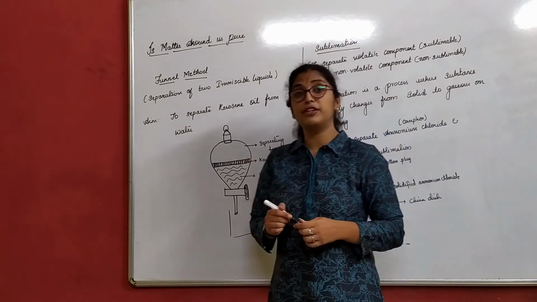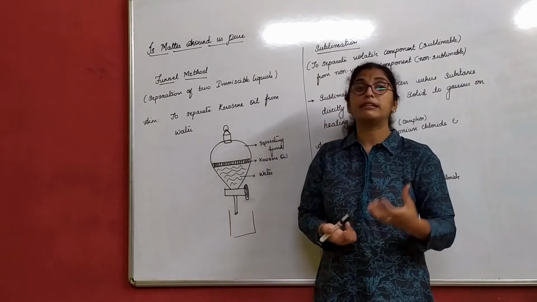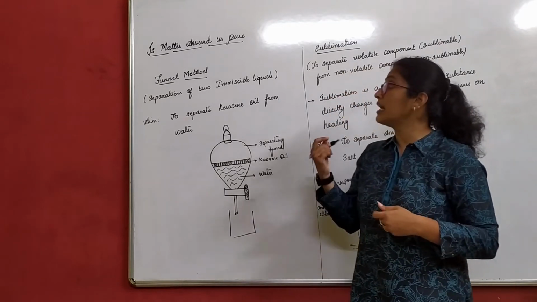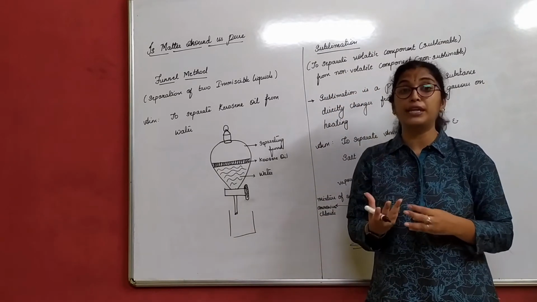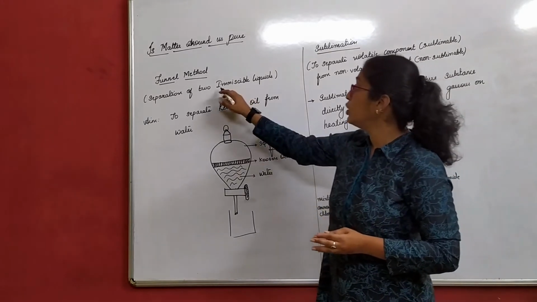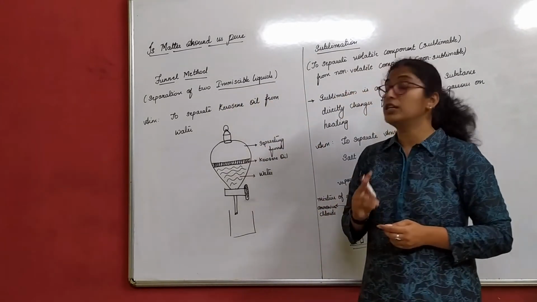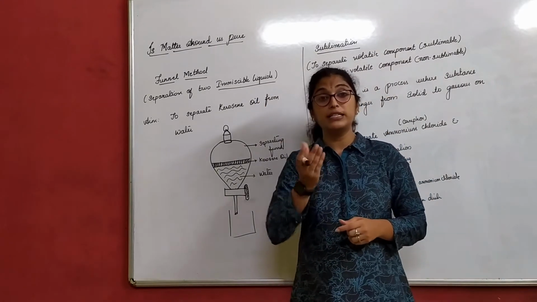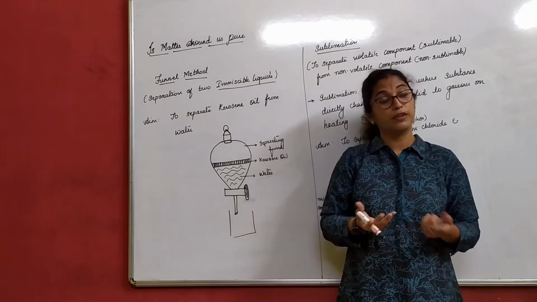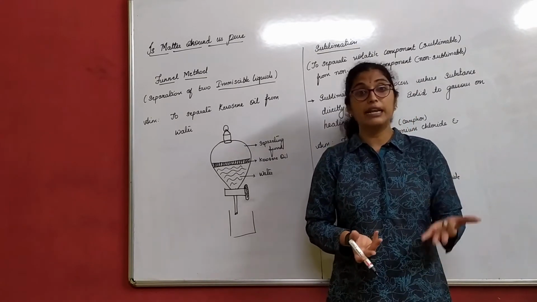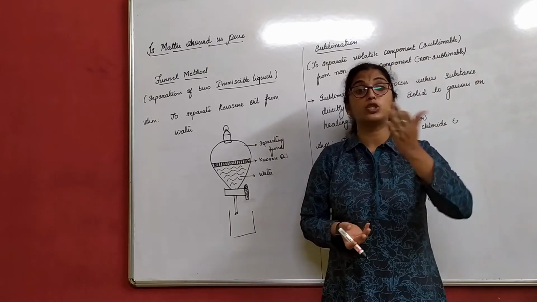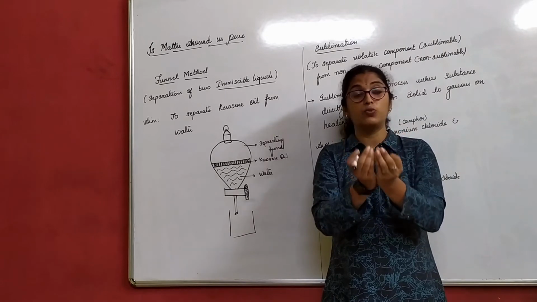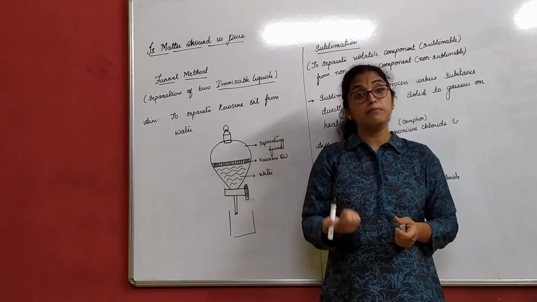Now the funnel method is very simple. You might think you just use a funnel and then use the substance. Yes. But here, what we separate in the funnel method is two immiscible liquids. Now what are immiscible liquids? Liquids that do not get mixed with each other. For example, oil and water are liquids but they do not mix with each other. That is why such liquids which do not intermix are called immiscible liquids.